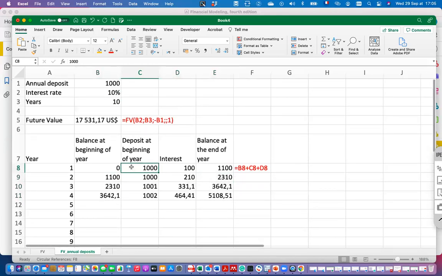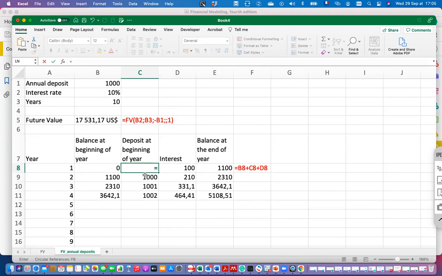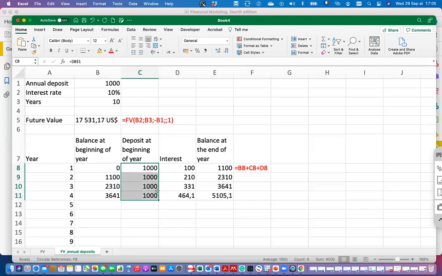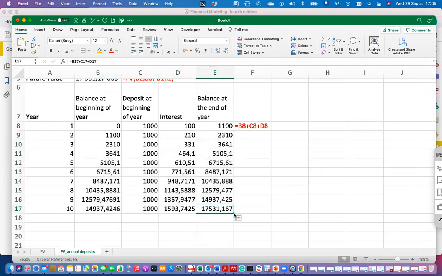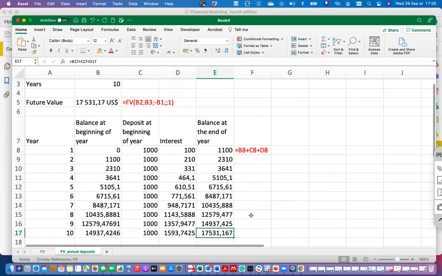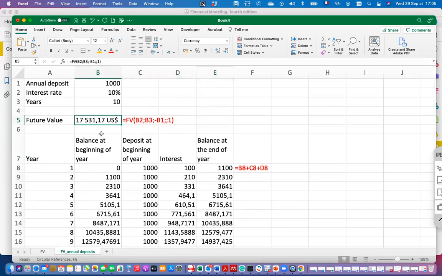So it is equal to, in the first row, year one, deposit at the beginning of year. Instead of typing 1000, we type equal. We go to the annual deposit, 1000, and we fix this cell by adding the dollar sign. Now, when we scroll it down, we'll keep the same amount of money. This is the final sum, the final value of our investment, 17,531.167, which is the same as here, using the future value function.